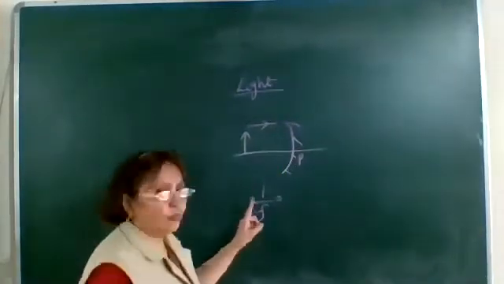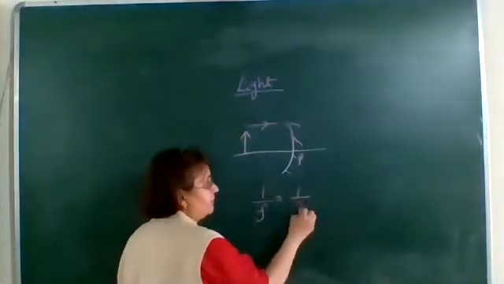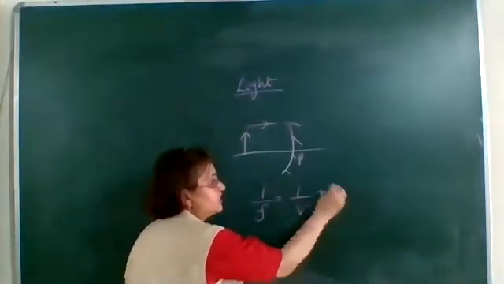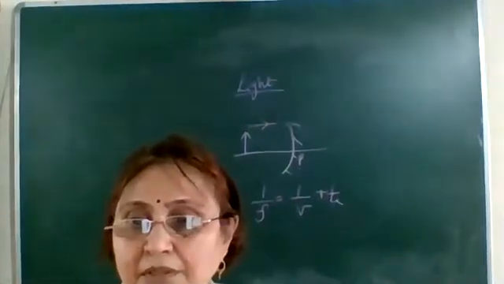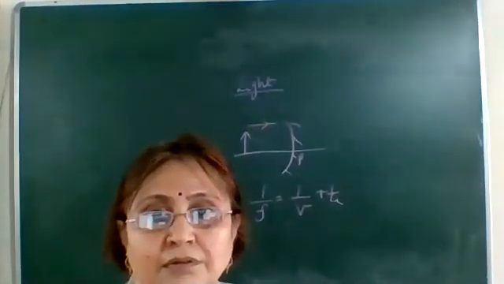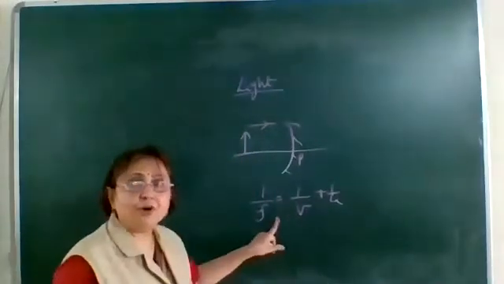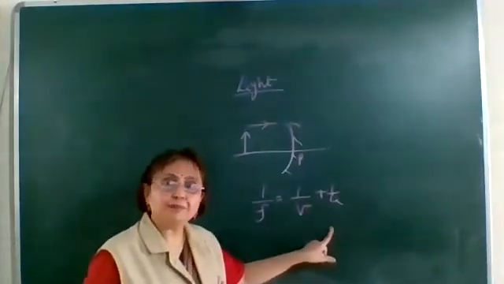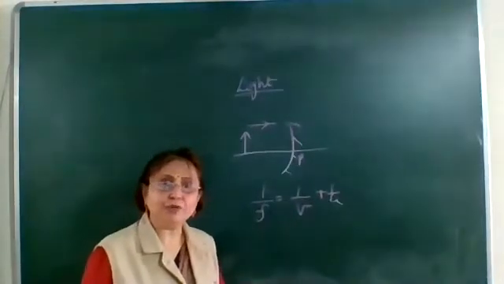The reciprocal of the focal length is equal to the sum of the reciprocals of the image distance and the object distance. So 1 upon f is equal to 1 upon v plus 1 upon u. This formula we call the mirror formula.